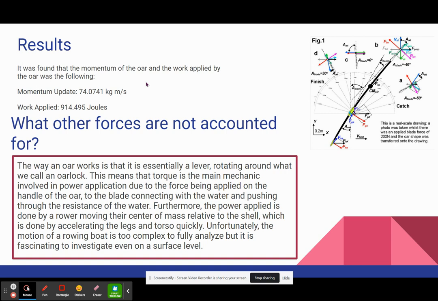So the way an oar works is that it's essentially a lever, as can be seen here. This is a free body diagram depicting the oar, rotating around what we call an oarlock, which means that torque is the main mechanic involved in power application due to the force being applied on the handle of the oar to the blade connecting with the water, pushing through the resistance of the water. Furthermore, the power applied is done by the rower moving their center of mass relative to the shell, so sliding up and down the boat, which is done by accelerating the legs and torso quickly. Unfortunately, the motion of a rowing boat is too complex to fully analyze, but it's fascinating to just investigate it even on a surface level.